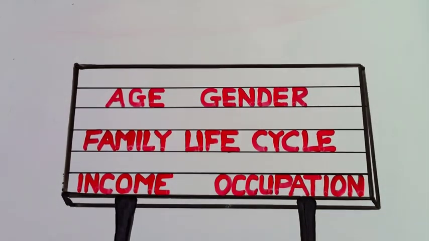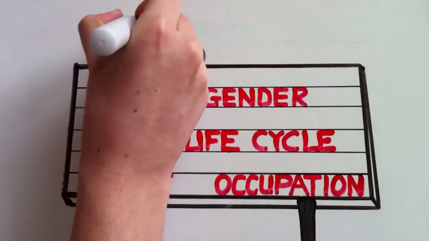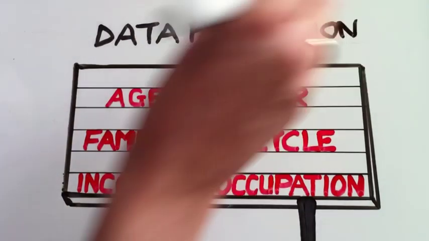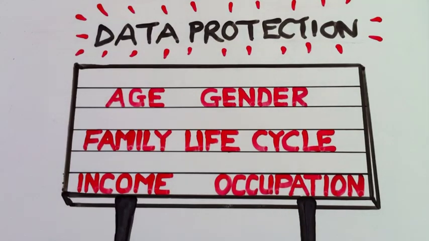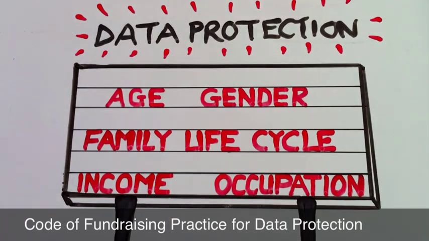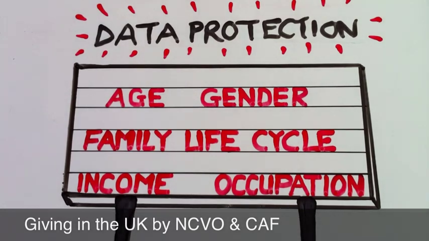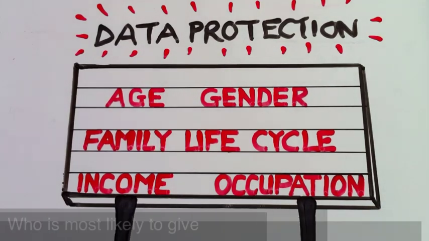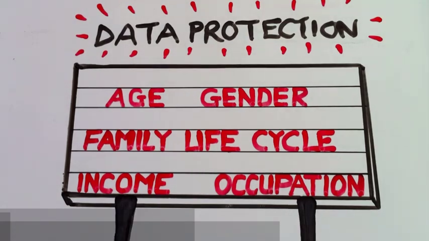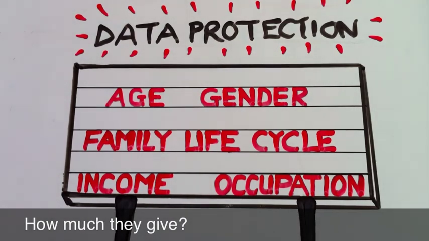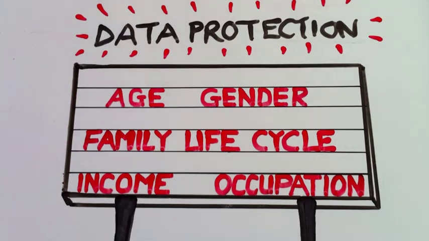If you haven't already begun to collect data like this on your donors, then it's a good time to start. Take care that the data you collect is only the important stuff and that you follow the data protection guidelines. For more help on this, you can take a look at the IOF's Code of Fundraising Practice for data protection. You can also look at the latest document on giving in the UK published by NCVO and CAF. There you can see which age and gender and profession is most likely to give and how much they give on average. It's a good benchmark for your organisation to work from in the meantime.